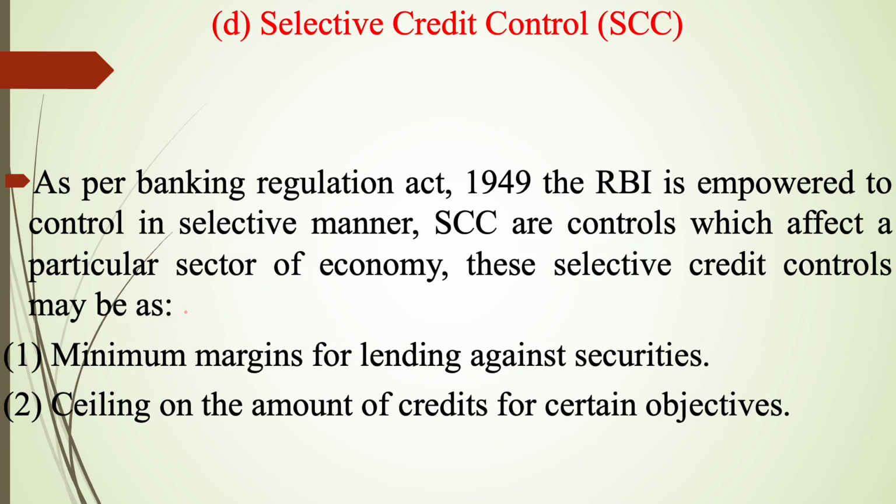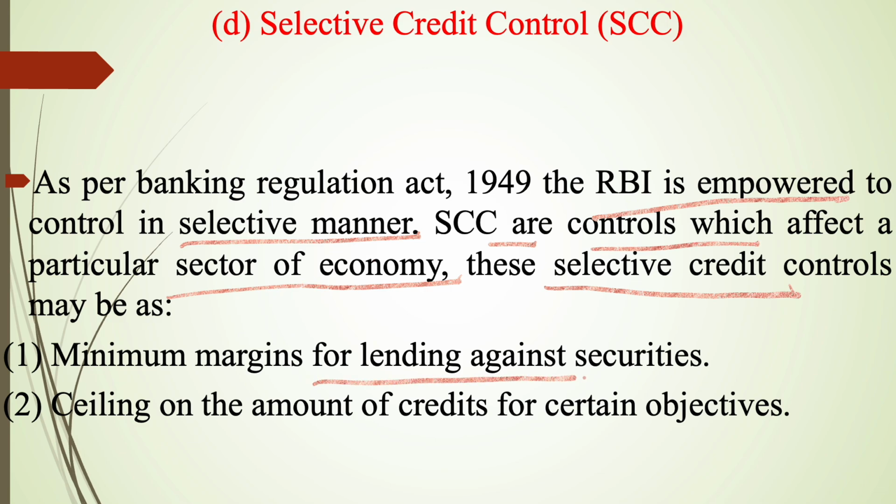The next measure is selective credit control. It is also known as SCC. As per the Banking Regulation Act 1949, the RBI is empowered to control in a selective manner. SCC are controls which affect a particular sector of the economy. These selective credit controls may be as follows. First one is the minimum margins for lending against securities. Second is ceiling on the amount of credits for certain objectives. So according to the Banking Regulation Act 1949, RBI is empowered to control in a selective manner with the help of SCC, which affects the economy in a large margin.